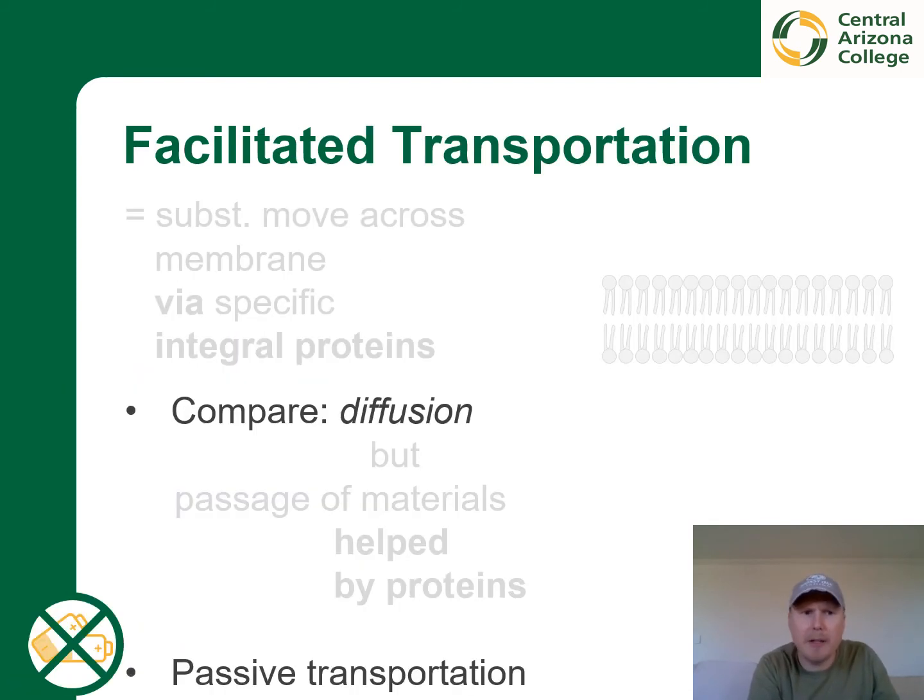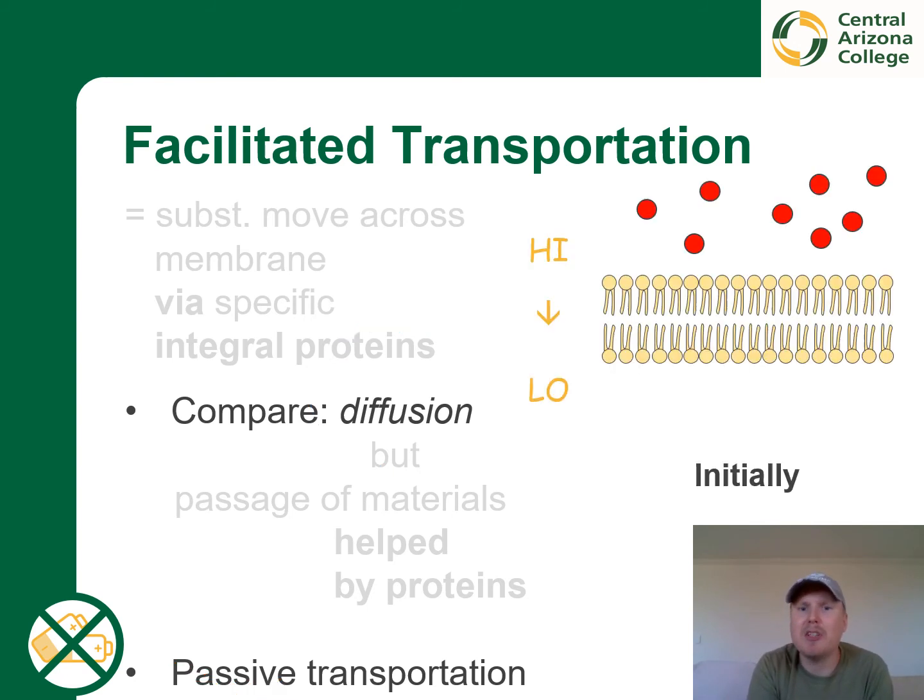So let's have a look at one more example of passive transport. And this is called facilitated transport. And as we start to consider this transport mechanism, please remember the process of diffusion, which was also passive. So always from high concentration to low concentration. But this time there is a problem.